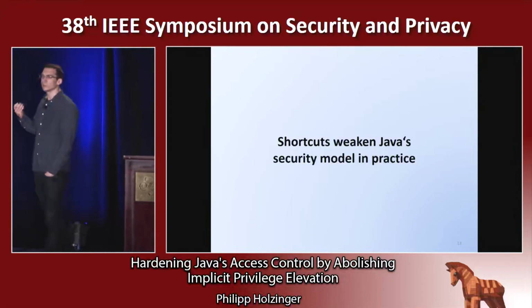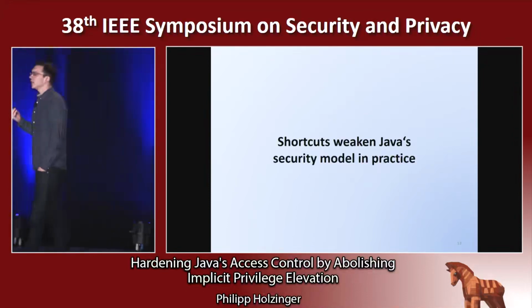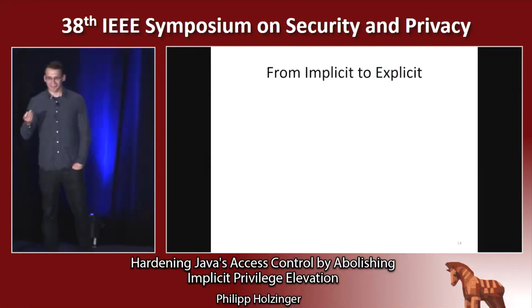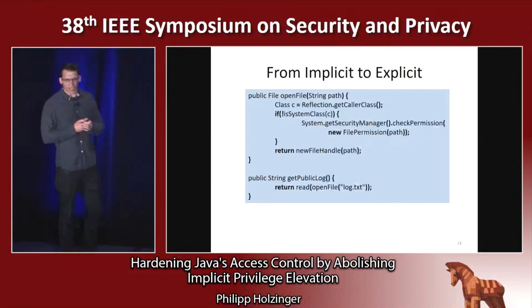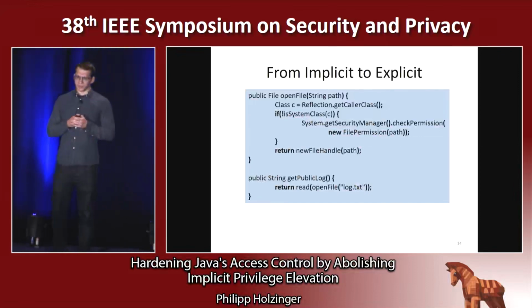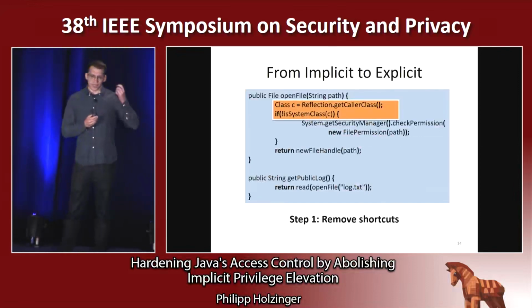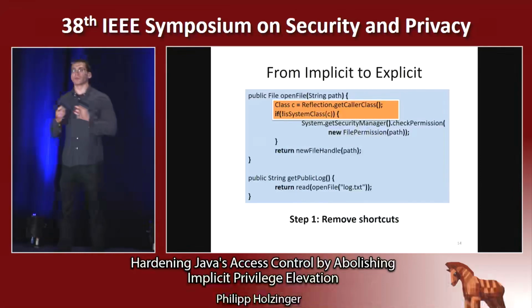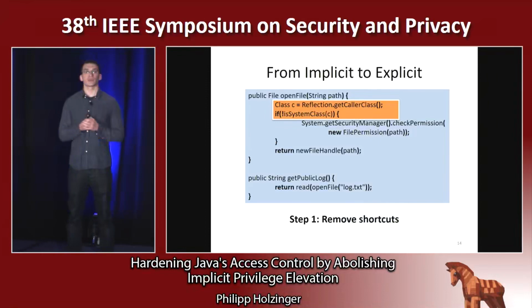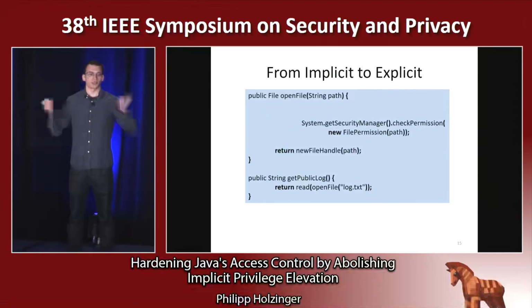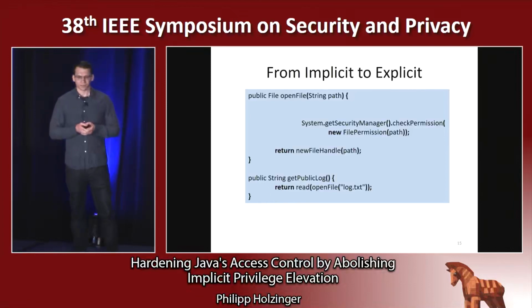Is there something we can do about this to improve the situation? Yes, there is, luckily. We can move from an implicit model of privilege elevation to a fully explicit model of privilege elevation. So what does that mean? In our example, that would mean that the first thing we have to do is remove the shortcuts. So remove the conditionals that actually prevent a permission check from being executed. And by this, I really mean literally erasing it. So just remove it from the method.